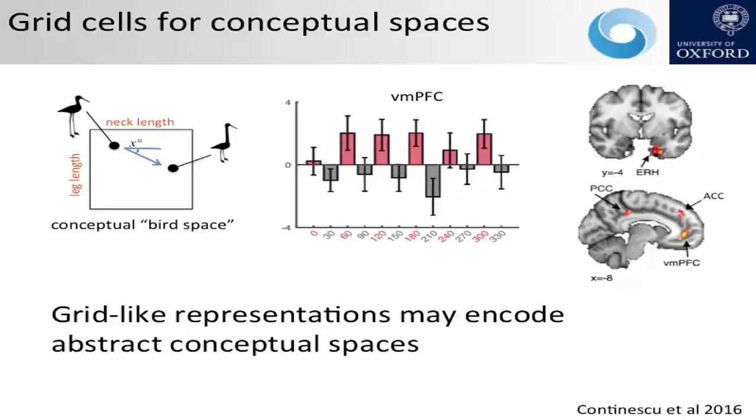So what they did is, rather than training participants to navigate around an urban environment, they trained them on this kind of conceptual bird space. The bird space was characterized by these visual stimuli, these birds, whose neck and legs varied in length. So there's a 2D representation of the bird space, and here are two birds sitting in this particular space. After extensive training, they showed participants trajectories, short videos that describe trajectories through this bird space. And those trajectories were traced out by varying the length of the legs and the neck at different rates.